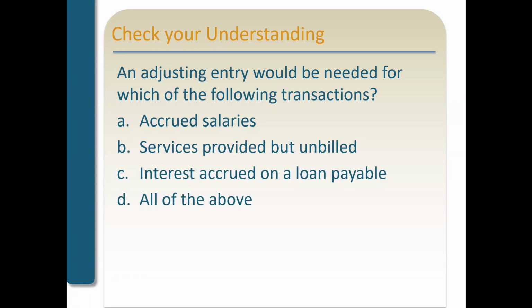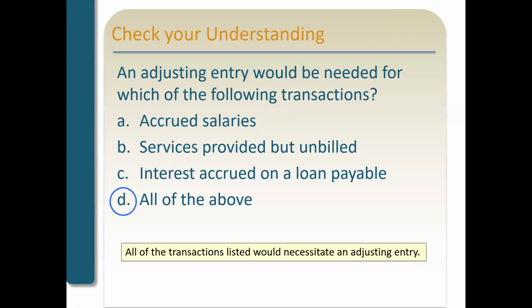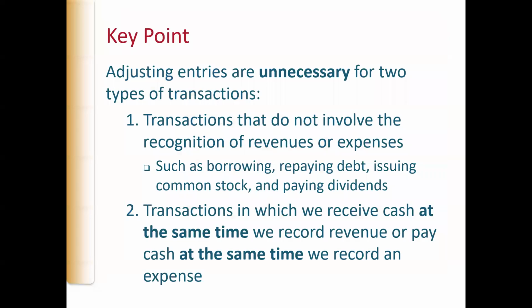Guys, an adjusting entry would be needed for which of the following transactions? Accrued salaries, services provided but unbilled, interest accrued on a loan payable, or all of the above. Every one of those would require an adjusting entry.